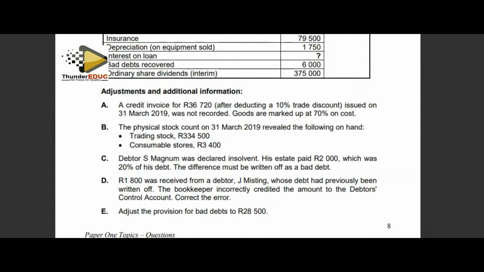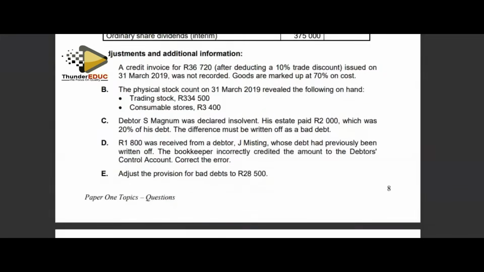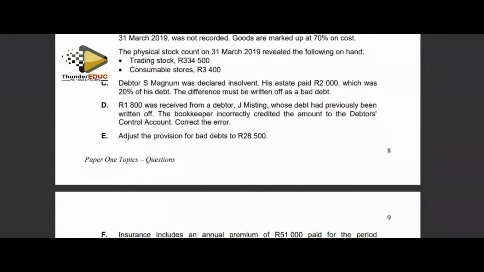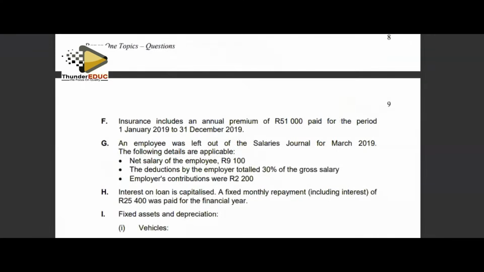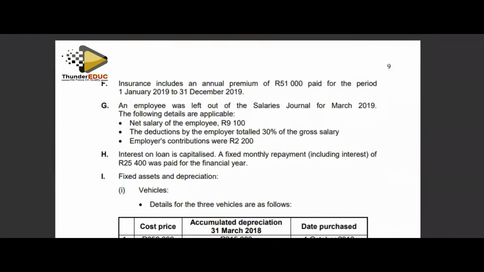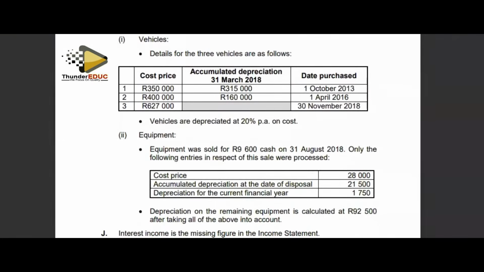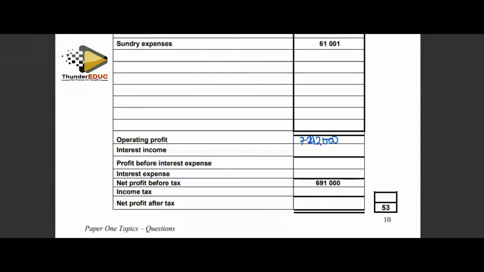So let's go down and see in additional information what they say about interest income. Interest on loan. Okay, look at part J. They are saying interest income is the missing figure in the income statement. You see that? So they are saying it's not given to us, right? So it will be the missing figure. We have to determine it.